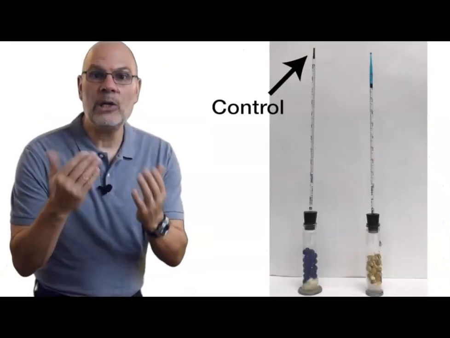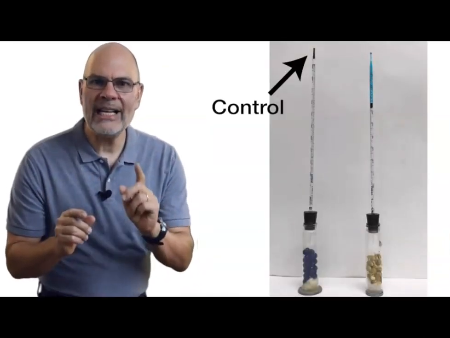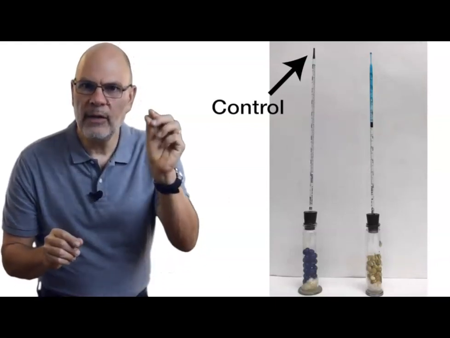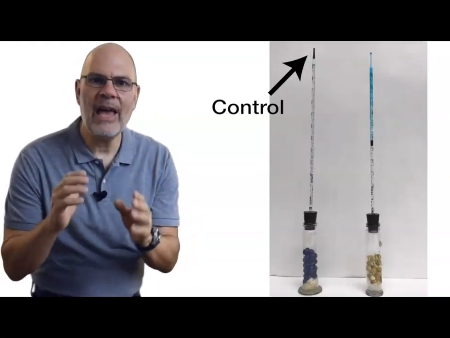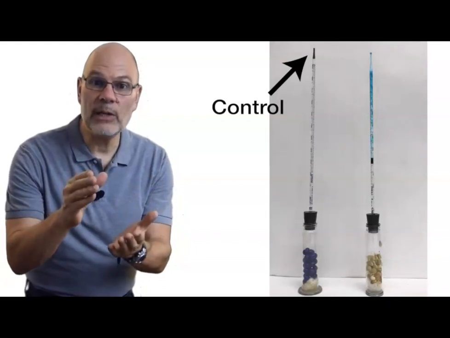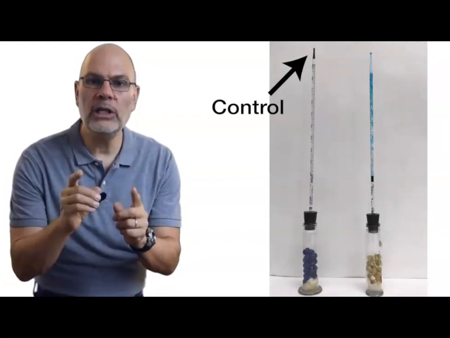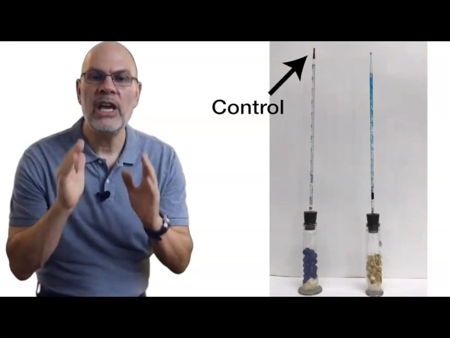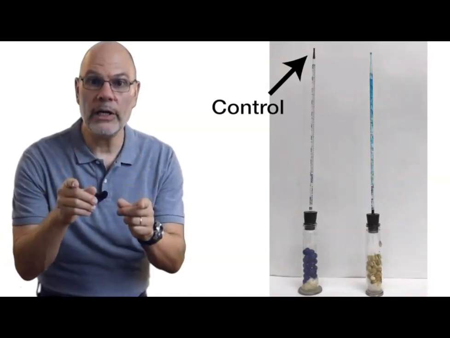Now let's observe this again with a control. Notice that in the control respirometer, the level of the food coloring isn't changing. And that means that the gas volume inside the respirometer isn't changing. The only difference between these 2 respirometers is the presence of our respiring organism.